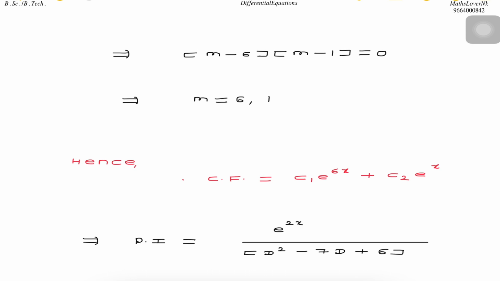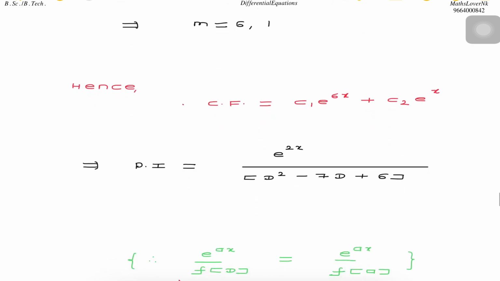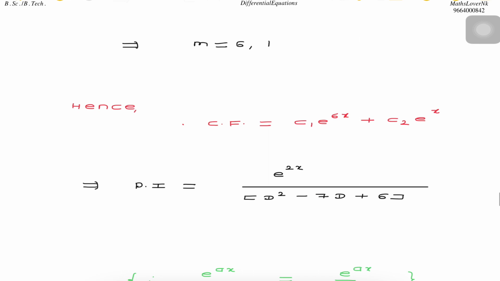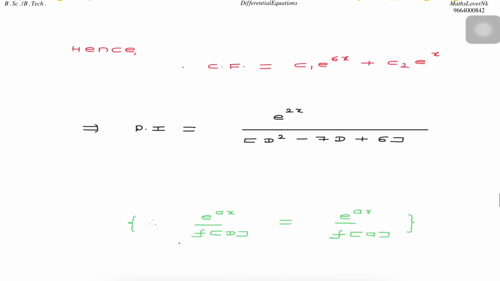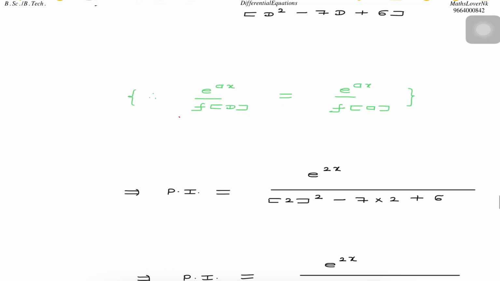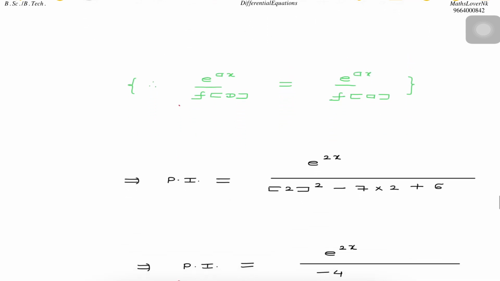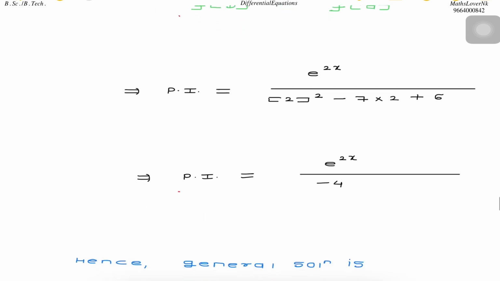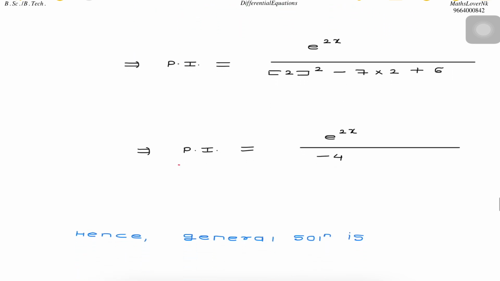These are the roots of the given equation. The solution is given by y is equal to CF, which is C1 e the power 6x plus C2 e the power x. Now PI is equal to e the power 2x upon D square minus 7D plus 6. We put D equal to a in e the power ax upon f(D) is equal to e the power ax upon f(a). We get 2 square minus 7 into 2 plus 6, so it is e the power 2x upon minus 4. Hence the general solution is CF plus PI: C1 e the power 6x plus C2 e the power x minus 1 upon 4 e the power 2x.